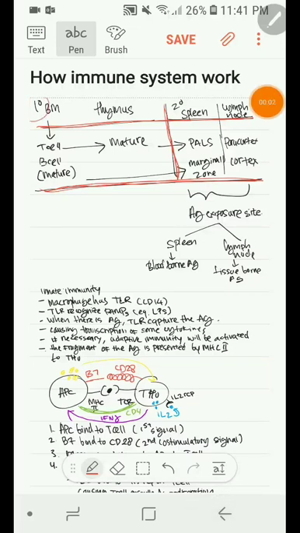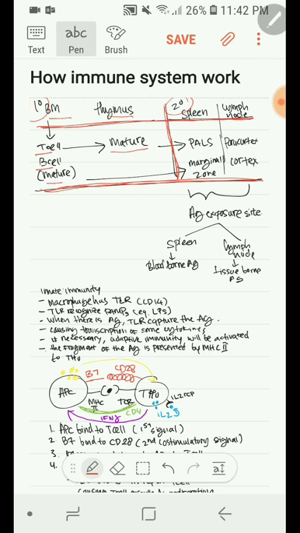So there are primary lymphoid organs and secondary lymphoid organs. The primary lymphoid organs are the bone marrow and the thymus, and the secondary lymphoid organs are the spleen and the lymph node. The bone marrow produces the T cell and the B cell. And the T cell, when it gets produced from the bone marrow, will mature in the thymus, and the B cell gets mature in the bone marrow.